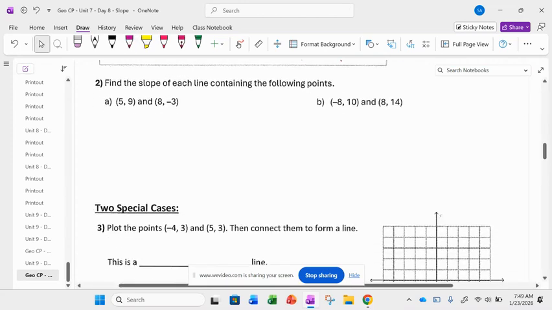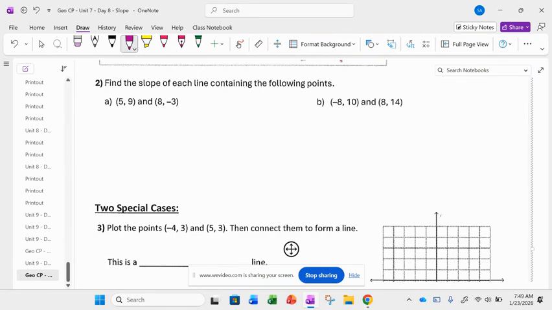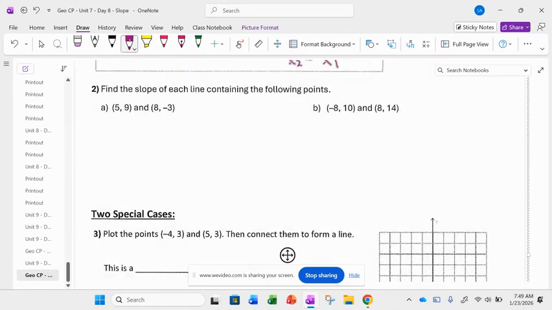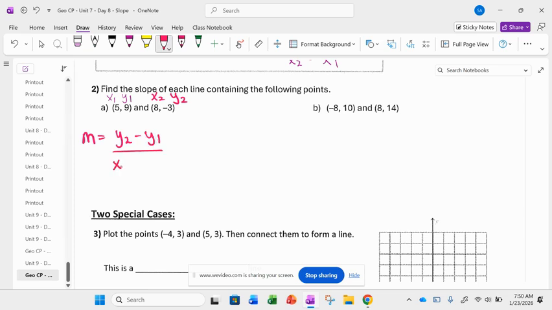Okay, so find the slope of each line containing the following points. Do you guys remember when you have a point, it's an x coordinate and a y coordinate? So the first point I will call x1, y1. And the second point I'm going to call x2, y2. And to find the slope, what you do is you take y2 and subtract y1 from it, and then x2 and subtract x1 from it. So now let's plug in.